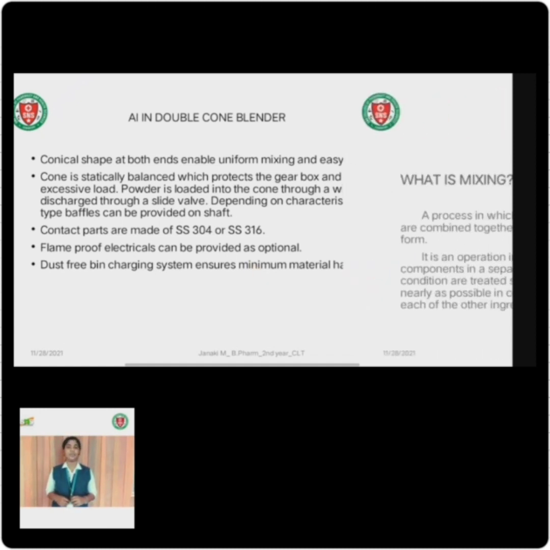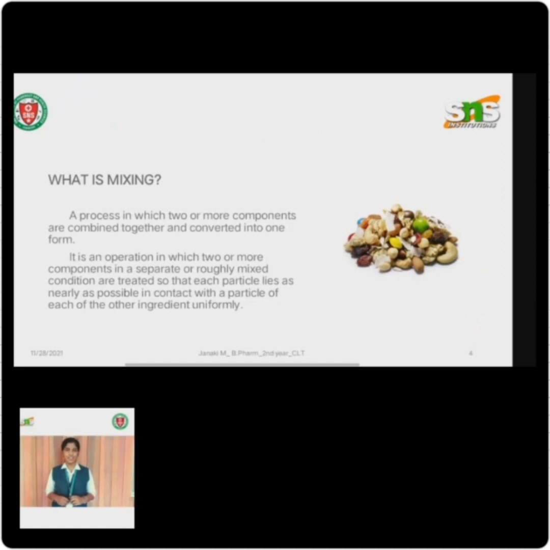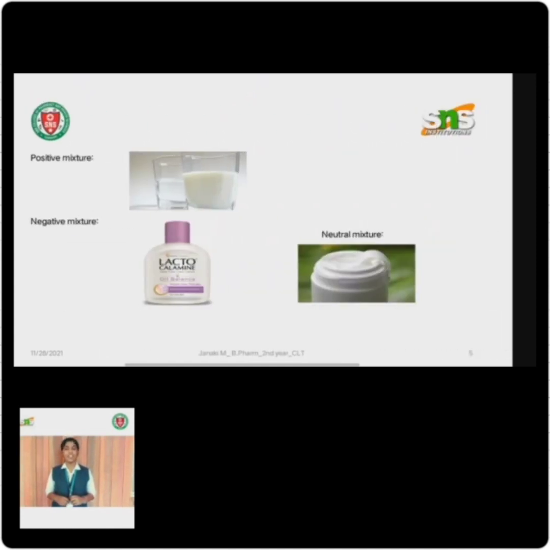Let's see about what is mixing. Mixing is a process in which two or more components are mixed together and converted into one form, so that every particle of one ingredient lies as near as possible to the particle of other ingredients. There are three types of mixture called positive mixture, negative mixture, and neutral mixture.